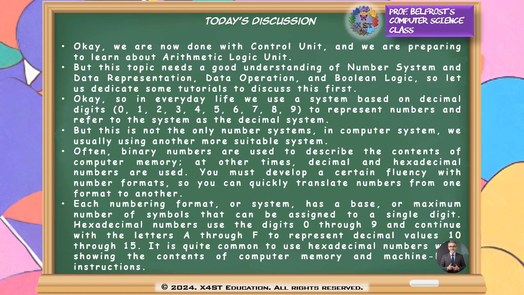For computer systems, we need another, more suitable system, because most computer systems consist of binary digits. So often for computer systems, binary numbers are used to describe the contents of computer memory, also the operation for the processor, and many more.